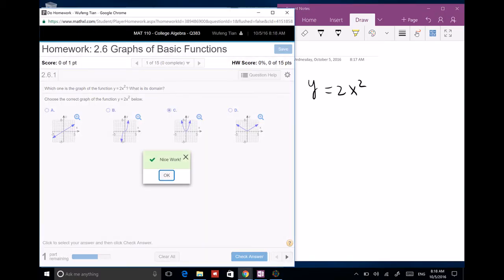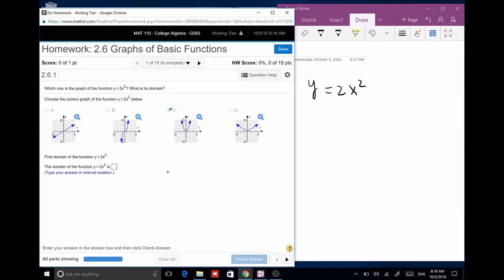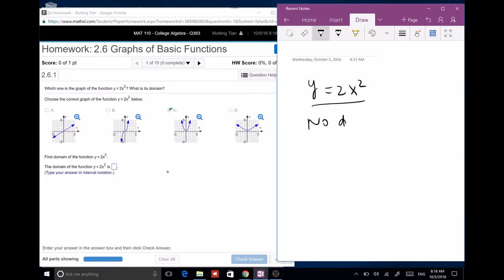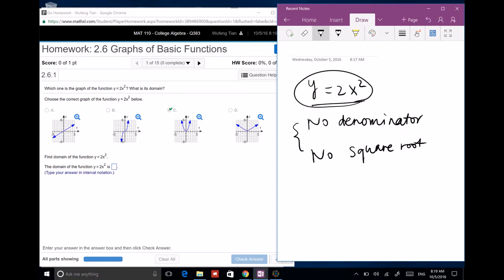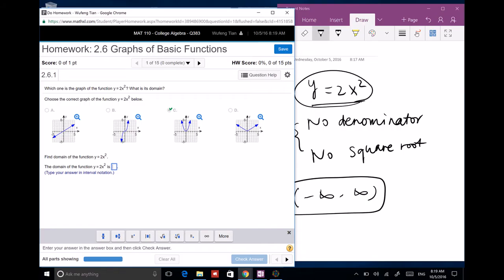Very obvious, pretty simple. The domain: there is no denominator and no square root. Okay, these are the most common conditions we have to pay attention to. So there's no restriction for this quadratic function, and the domain of the function is negative infinity to positive infinity. Okay. Next one.